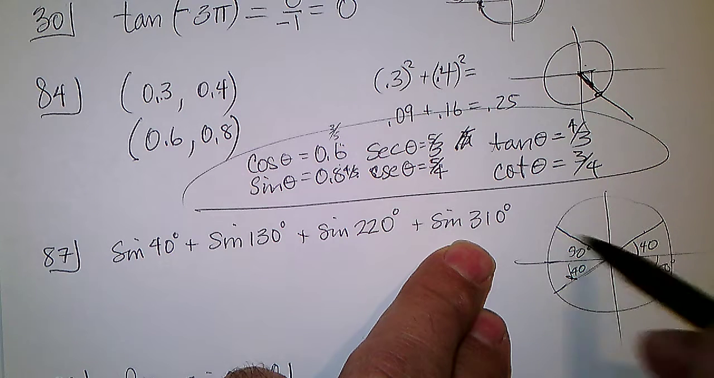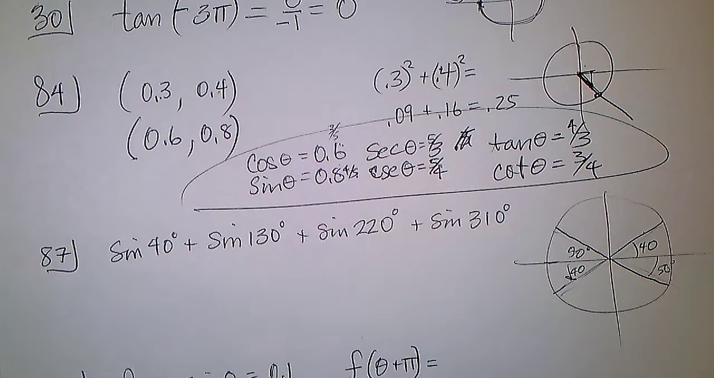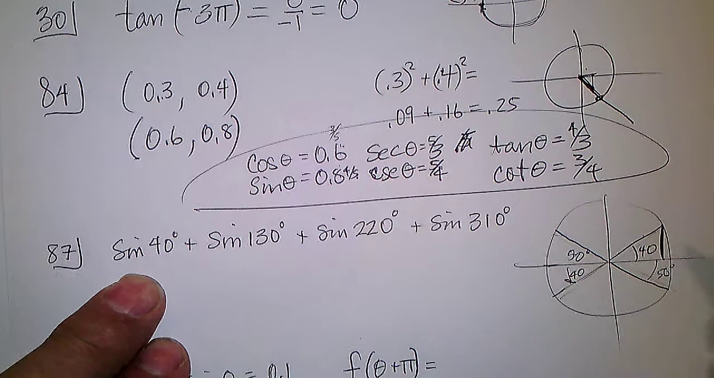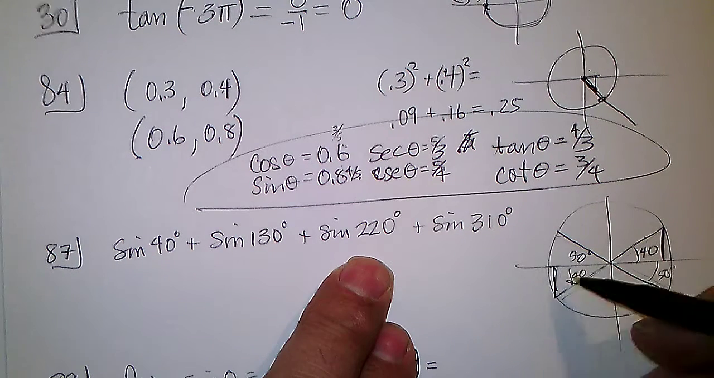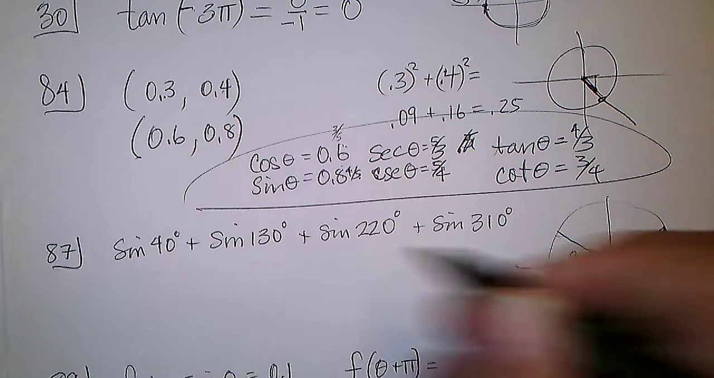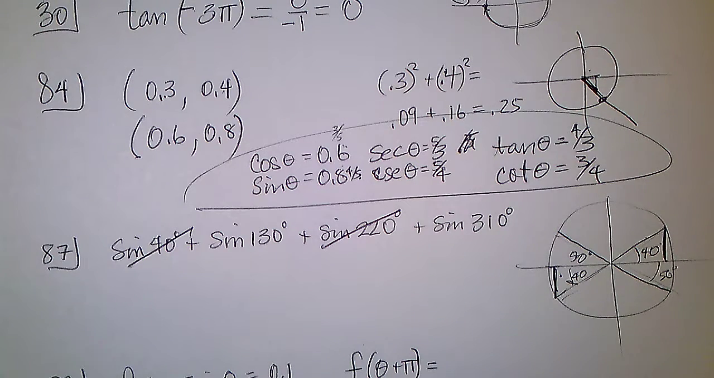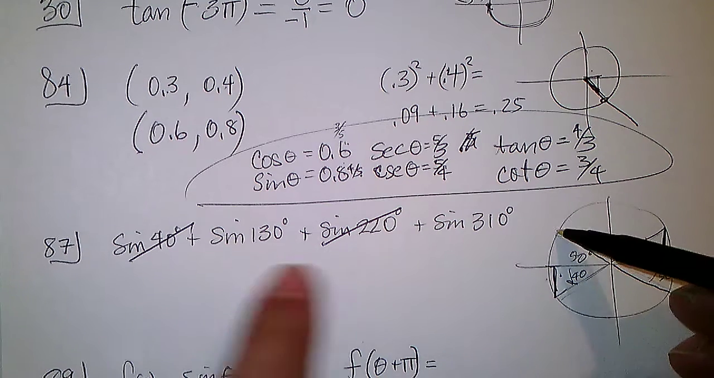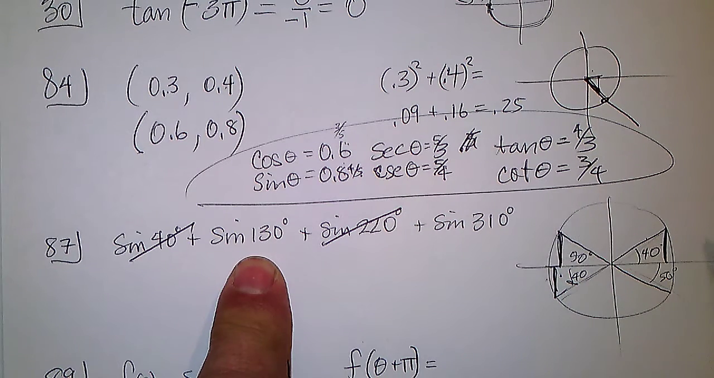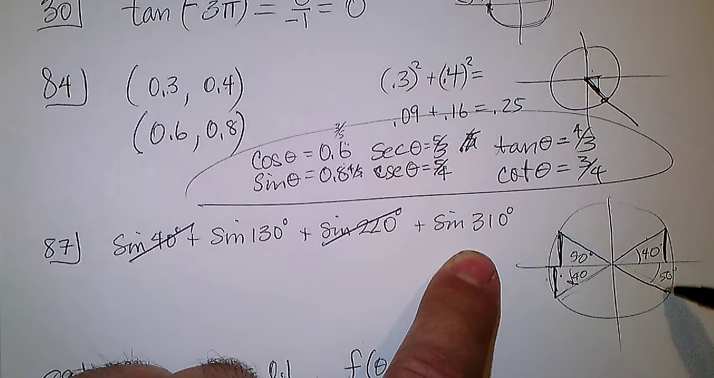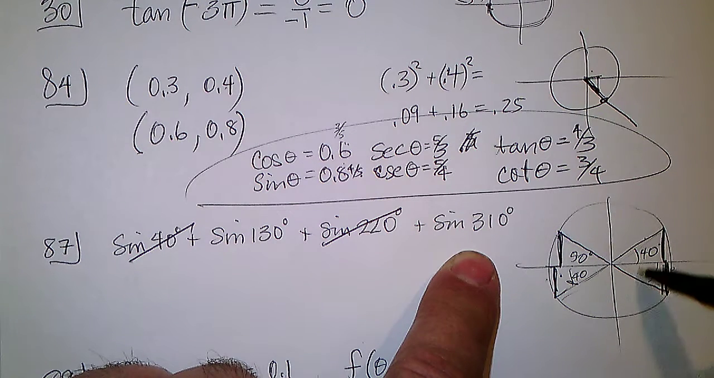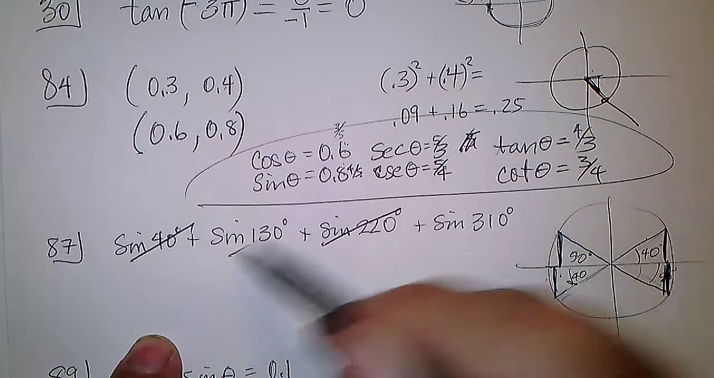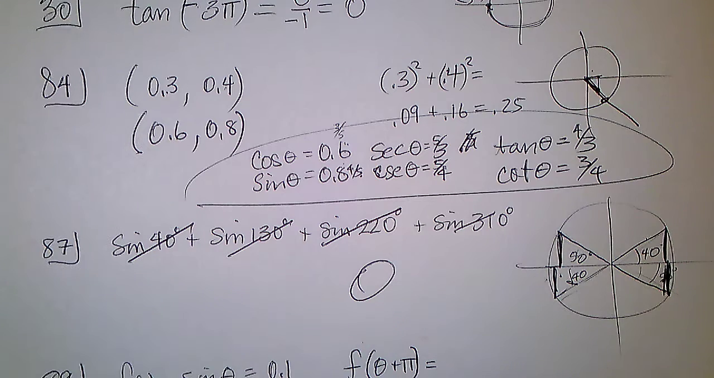So this one, these are straight across and these are straight across. The sine of 40 is that length. The sine of 220 is that length, but these are opposite in size, so these are going to cancel each other. We've got a positive one and a negative one. And the sine of this 130 is here, and the sine of 310 is the same size because it's 50-50, but one's positive and one's negative, and so these are going to cancel, and we're going to get a big fat 0.